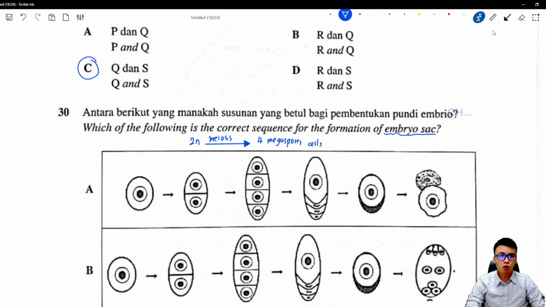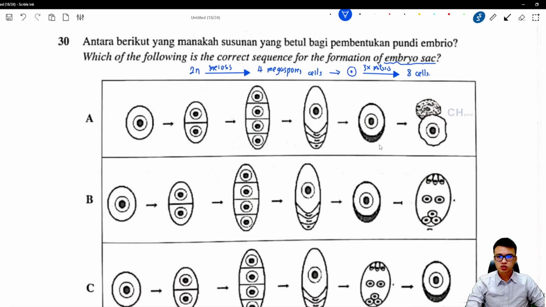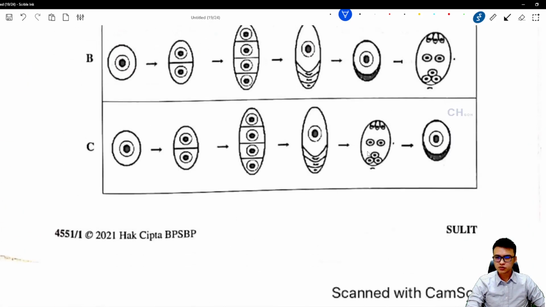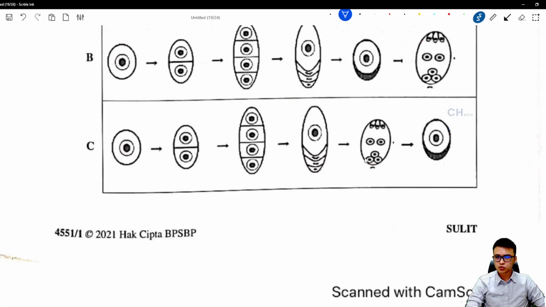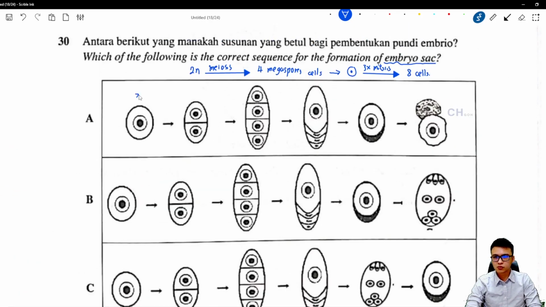Once it forms 4 megaspore cells, one of the megaspore cells will start to carry out mitosis. How many times? 3 times mitosis to form the cells of the embryo sac, including the egg cell. So this is the whole process of the formation of the embryo sac. So let's look at the options here. I'm sure the first cell is the 2N cell.